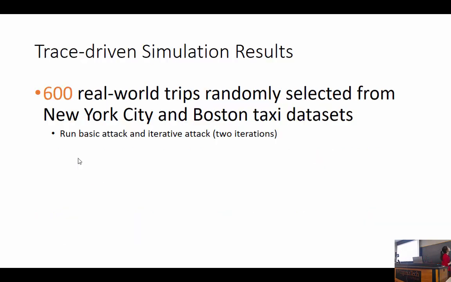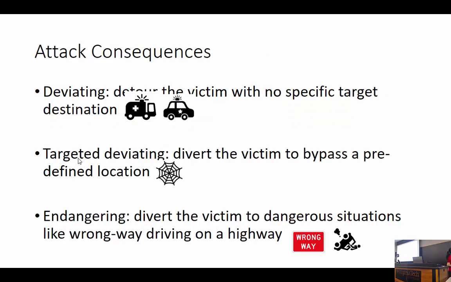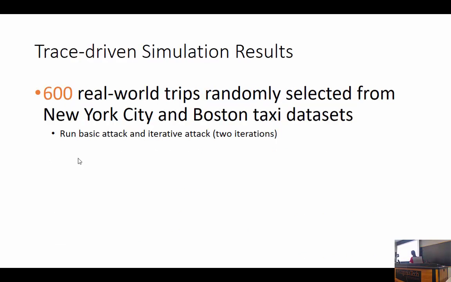What we have done is a trace-driven simulation to see how likely it is to launch such an attack, like how likely it is to find a feasible ghost route to match a victim route, where the victim route can be designed to satisfy one of these goals. We take 600 real-world trips randomly selected from New York City and Boston's taxi data sets. We run the basic attack, which only runs our algorithm for one round, and the iterative attack, where we run two iterations to concatenate our attack path.